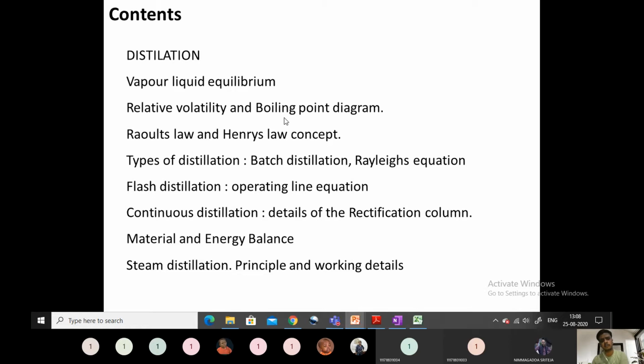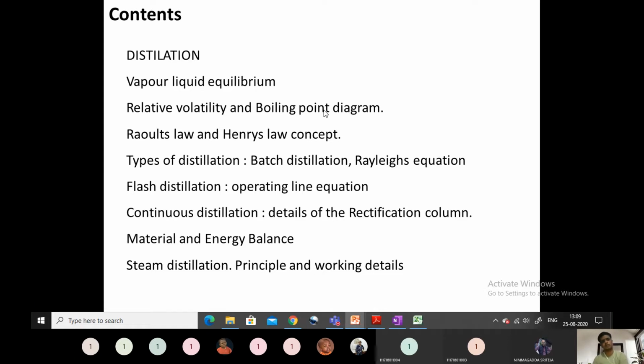Then we have vapor liquid equilibria, for example, the TXY diagram or PXY diagram. In those diagrams, you will see the boiling point diagram: how we can determine the pure component boiling point, and how we determine the boiling point of a mixture when the solution is mixed with different components. That is nothing but a boiling point diagram, which we will study in this unit.